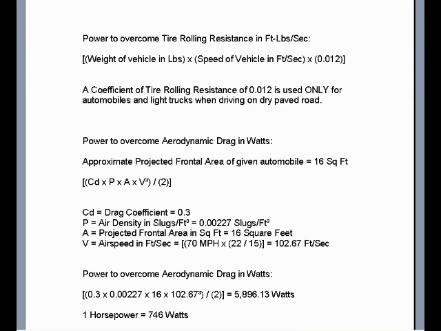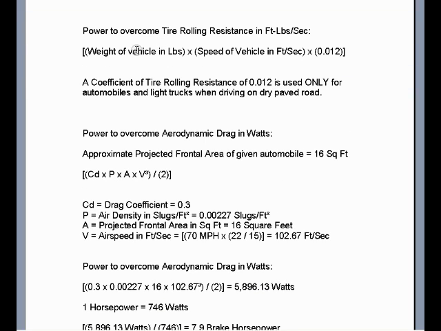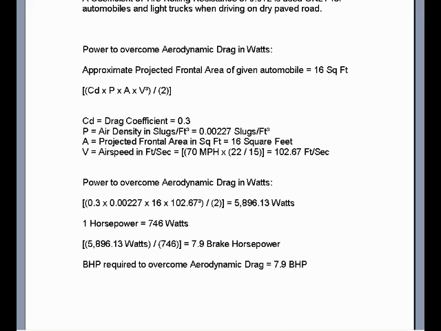Now the power to overcome tire rolling resistance is the weight of the vehicle in pounds times the speed of the vehicle in feet per second times the coefficient of rolling resistance for automobile and light truck on paved dry road, which is 0.012. Now we have all the data to figure out what kind of power is required to keep the car moving at steady cruise speed on dry, level, paved road.